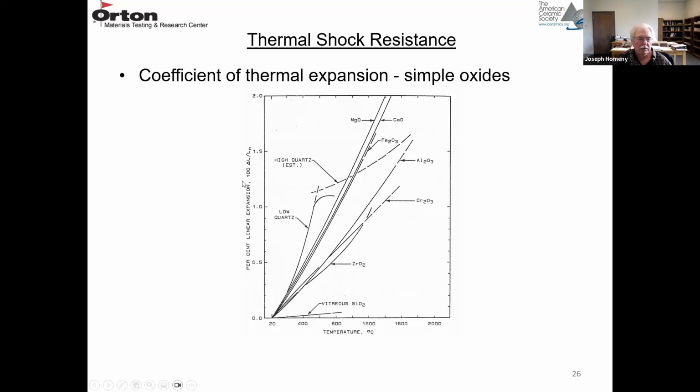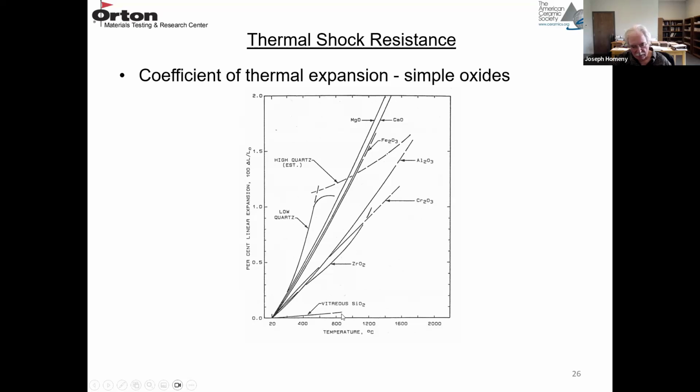So this is thermal expansion versus temperature for some simple oxides. And I mentioned that MgO is one of the refractory materials that have the highest thermal expansion coefficient. So MgO and CaO are both up here, so is Fe2O3. So they're high thermal expansion. On this graph is amorphous or vitreous silica, fused silica. You can see how low that thermal expansion is relative to these refractory materials like MgO and CaO.